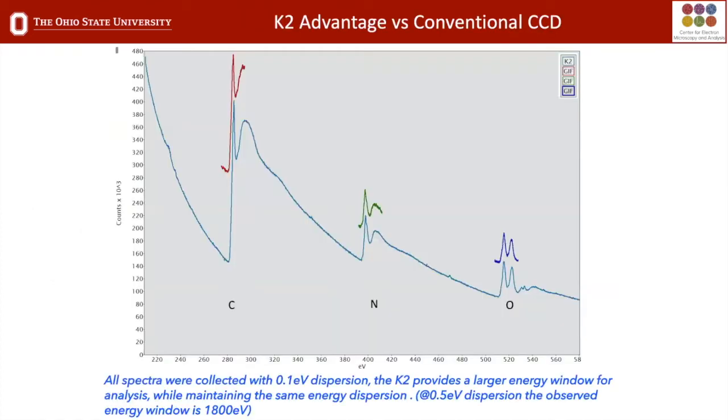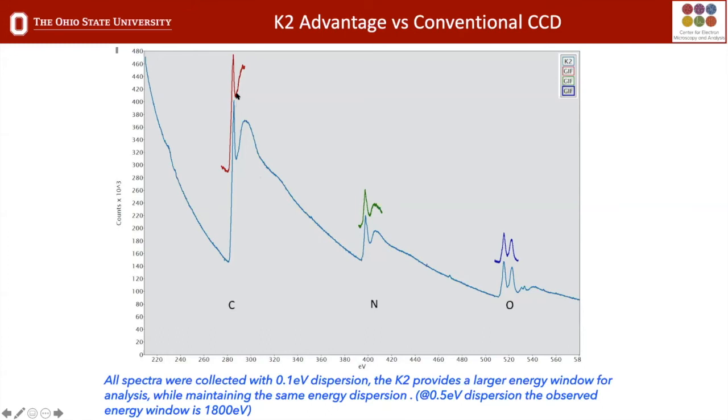And what I mean by the K2 provides a larger energy window, I try to show it here in the slide. We're looking at carbon, nitrogen, and oxygen. And if you look at your energy scale, we go from about 210 eV to 580 eV. And this is collected with a 0.1 eV dispersion. So the 0.1 eV dispersion is the amount of energy that goes into a given pixel on the camera. So the K2 is a much larger camera and has a much larger number of pixels. And what that allows us to see is this large energy window of, what is it, about 400 eV.